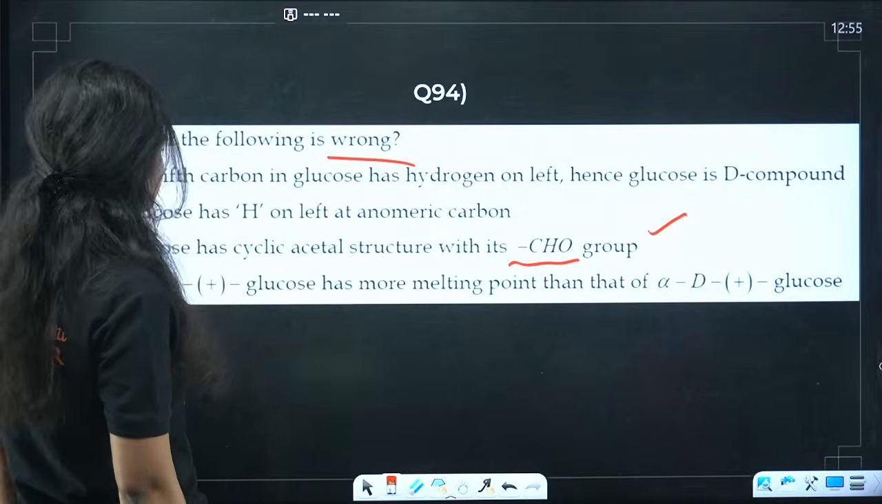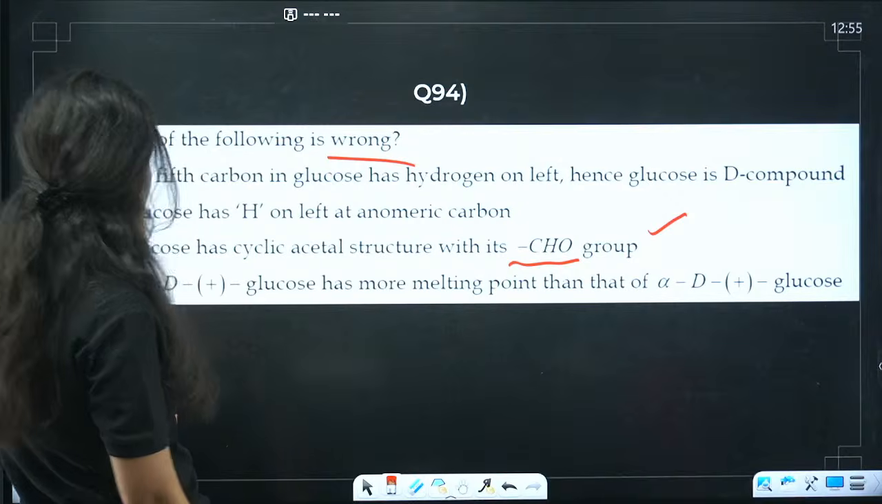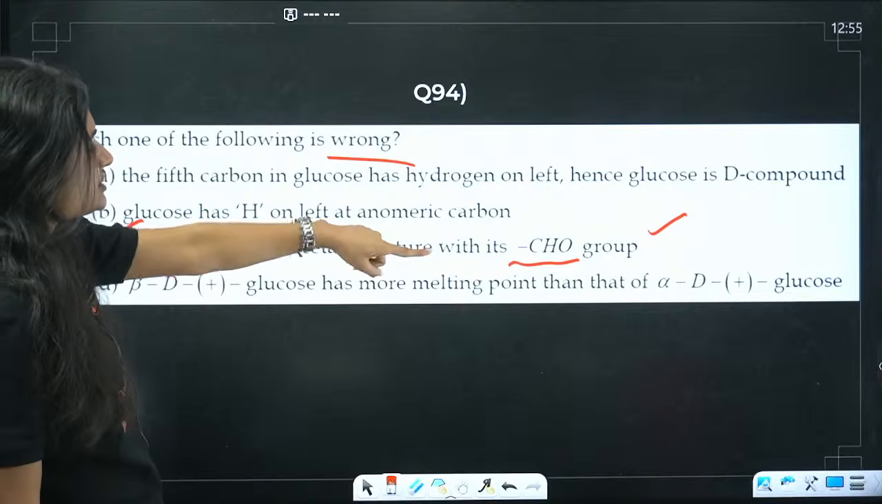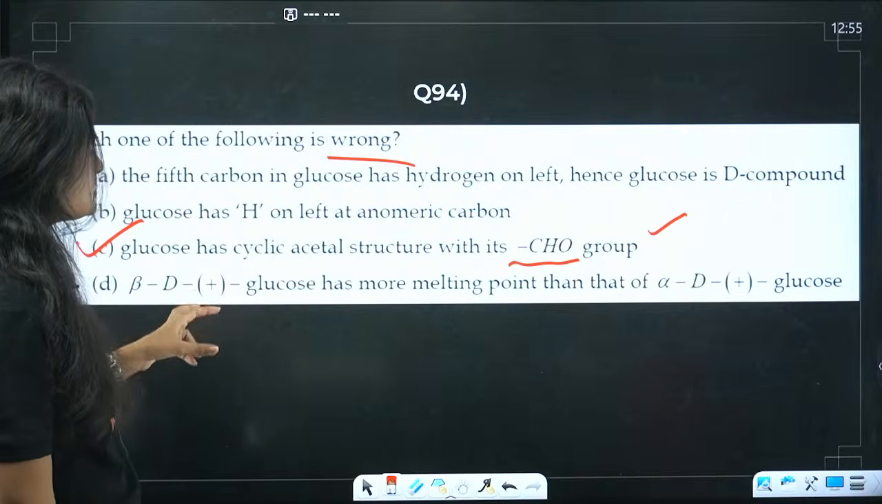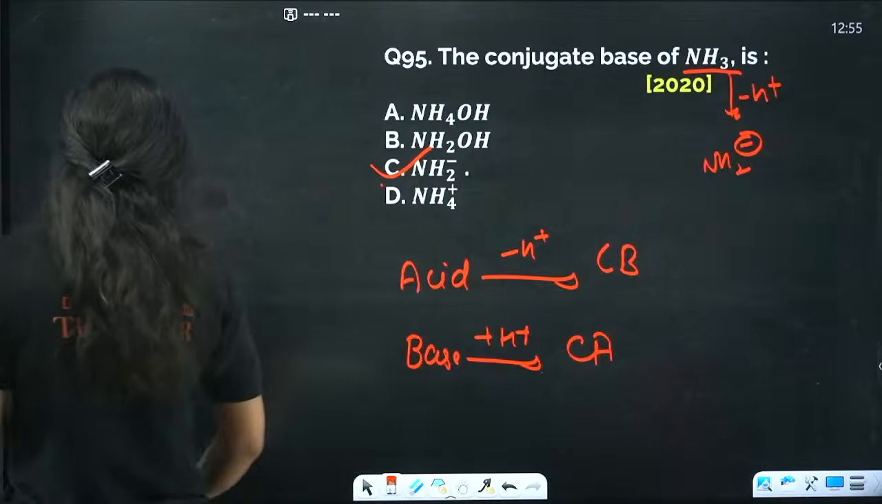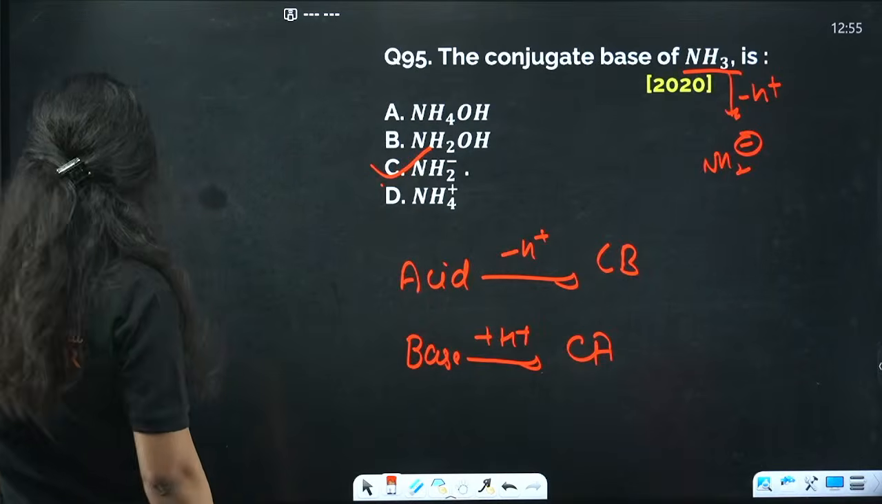Okay, the wrong statement is, yes, it has a cyclic ester. Yes, the wrong statement was that glucose has a cyclic acetal with its CHO group. It does not form an acetal, it forms a hemiacetal. It forms a hemiacetal. Conjugate base, that is not important.